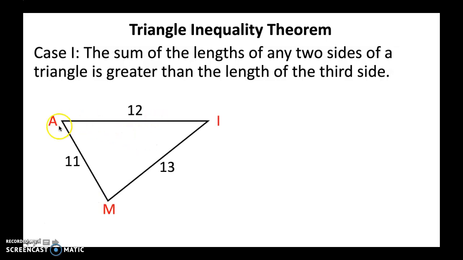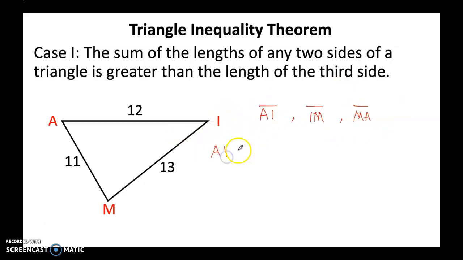In a triangle AIM, we have the sides. Let's name the three sides. We have segment AI, segment IM, and segment MA. In case 1, if we add any two sides of the triangle, it should be greater than the third side. So let's try.